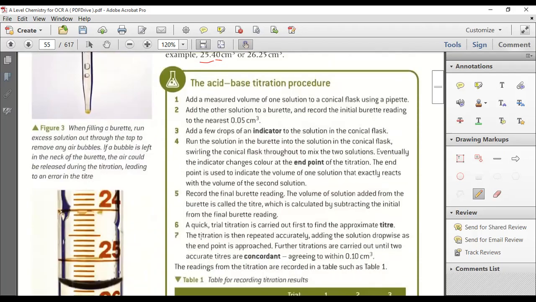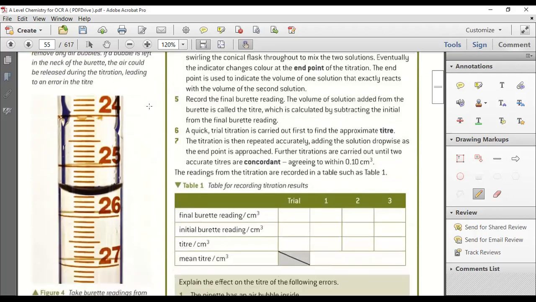Now we have the acid-base titration procedure. Now listen carefully to this procedure part. Now you can clearly see this is a burette. It is 25, 25.1, 2, 3, 4, and it is in between 4 and 5. So it will become 22.45. Clear? This reading will become 22.45. Is that point clear?